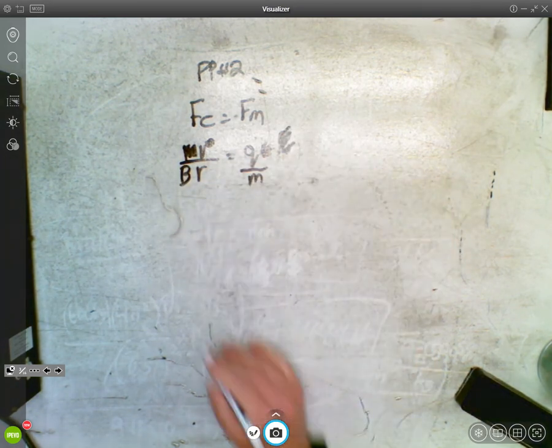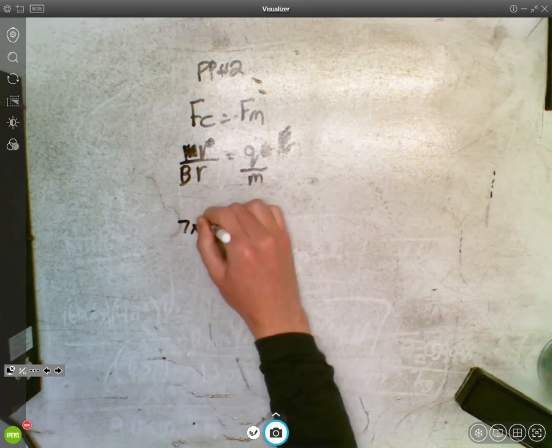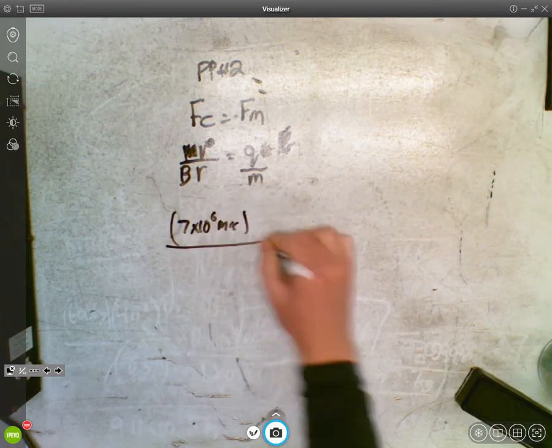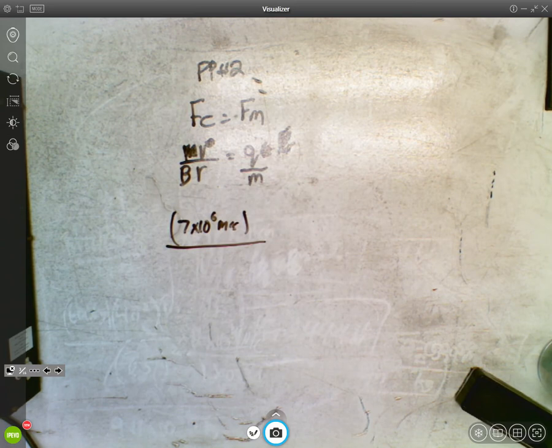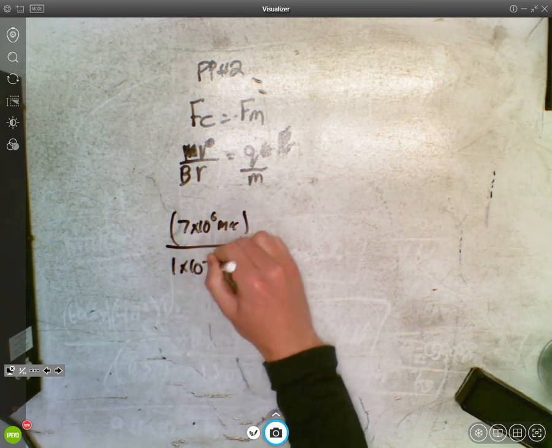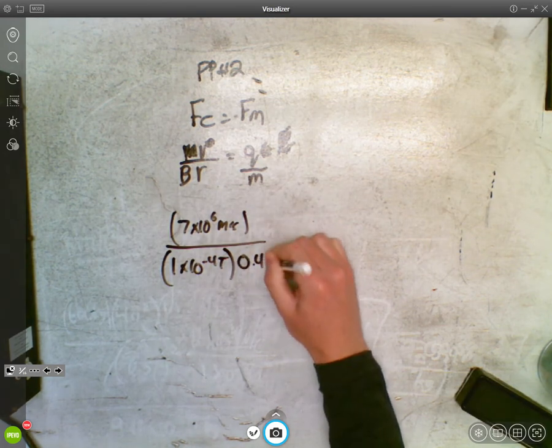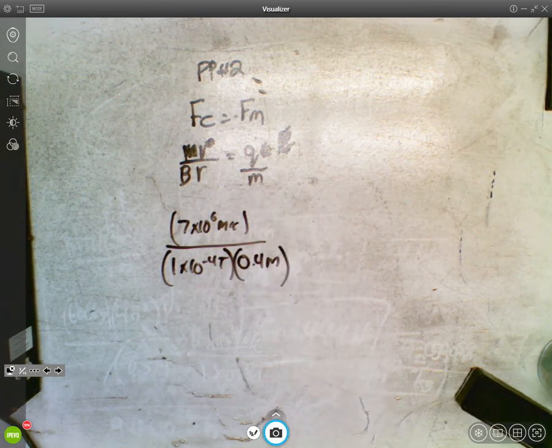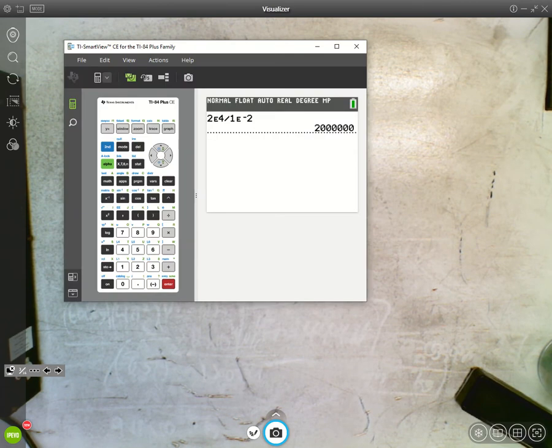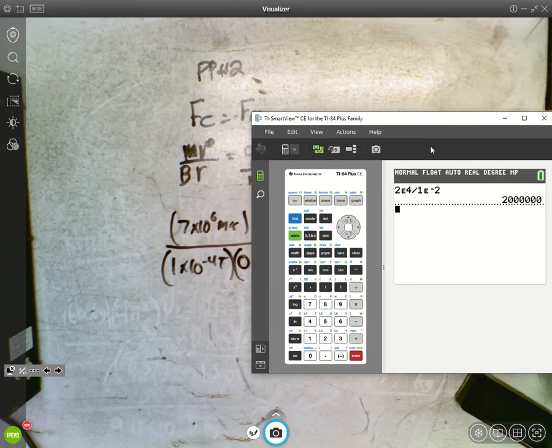Okay, so our speed is 7 times 10 to the 6 meters per second. Our magnetic field is 1 times 10 to the negative 4 teslas. And then our radius is 0.4 meters. So we're ready to plug that all in. On top we have 7 times 10 to the 6, and then on the bottom we have 1 times 10 to the negative 4 and 0.4.